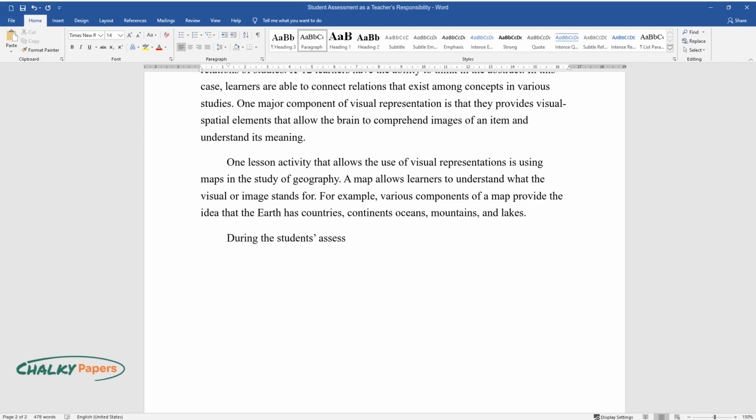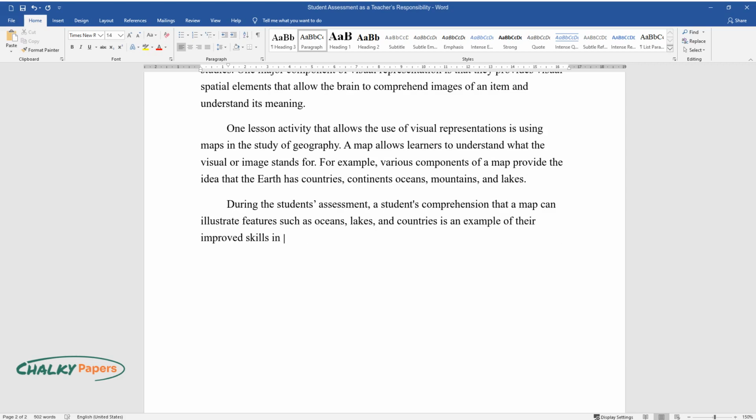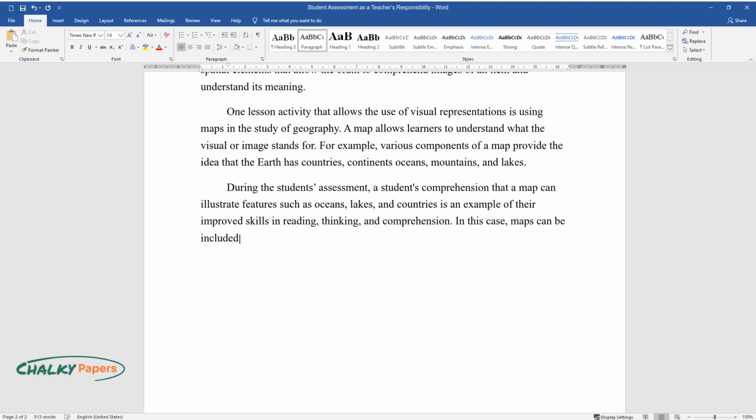During the student's assessment, a student's comprehension that a map can illustrate features such as oceans, lakes, and countries is an example of their improved skills in reading, thinking, and comprehension. In this case, maps can be included in the geography lesson and other related subjects.